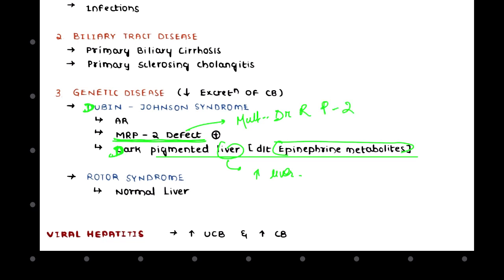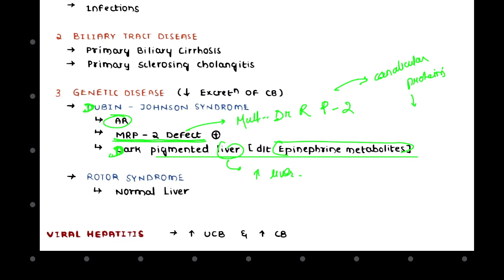The significance of multidrug resistance protein 2 is that it helps in excretion of conjugated bilirubin. It is a canalicular protein. Since there will be a defect in this protein, our conjugated bilirubin will not be excreted out and will remain there. It is of autosomal recessive type.